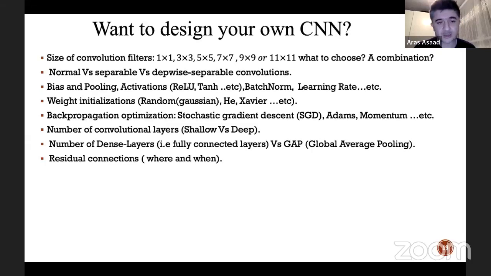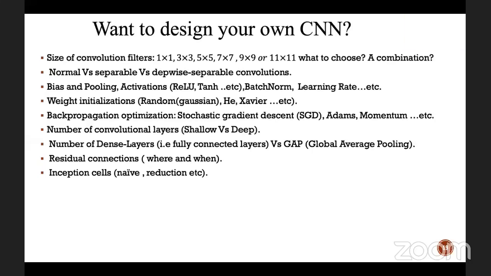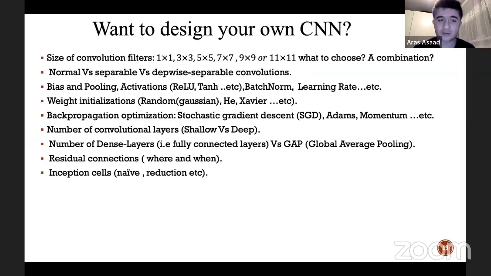You decide. Residual connections. Do you want residual connections or not? Maybe if you don't have a very deep network, you may not need it. But if you need it, where and when do you use it? Inception cells. Do you think that maybe in your architecture, if you have inception cells, normal or a reduction cell, is good? Maybe you think, okay, I don't need it. Or maybe you think you do. But you need to decide what sort of inception model you're using.